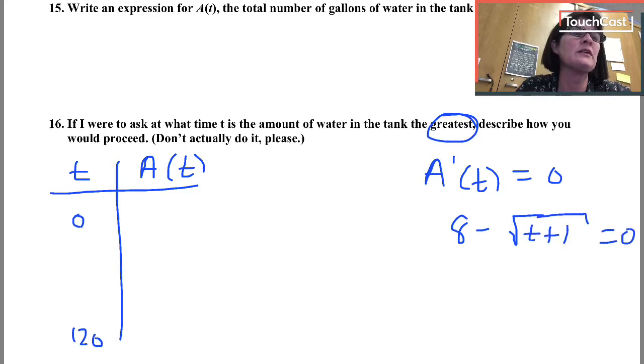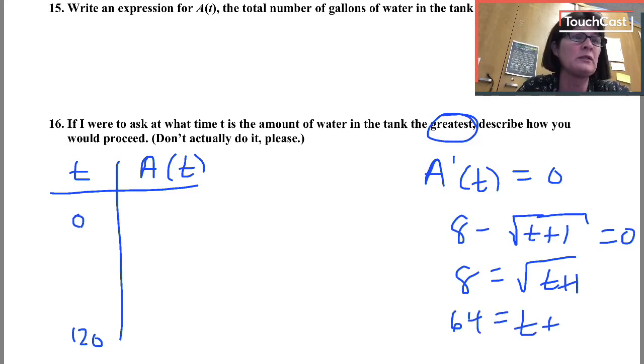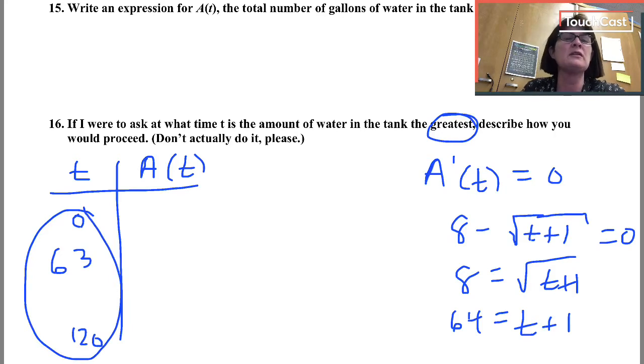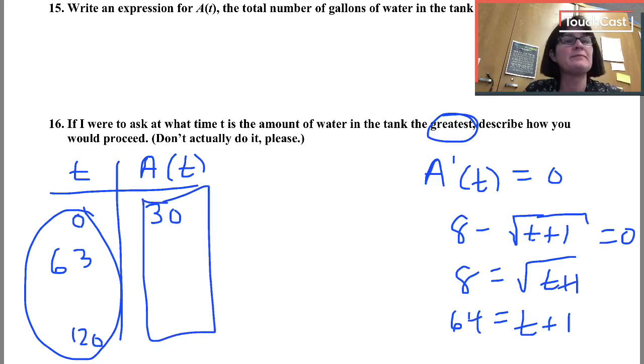We're going to want that to equal 0. So I'm going to use algebra to solve this equation. 8 equals square root of t plus 1. I'm going to square both sides and get 64 equals t plus 1 to find out that t, my critical point, is when t equals 63. So that's going to be the other time I consider. And then I'm going to use these 3 values in my integral to find out how much water is in there at those times. Well, this one I already know. And I'm going to pick the time that makes the A value the biggest.